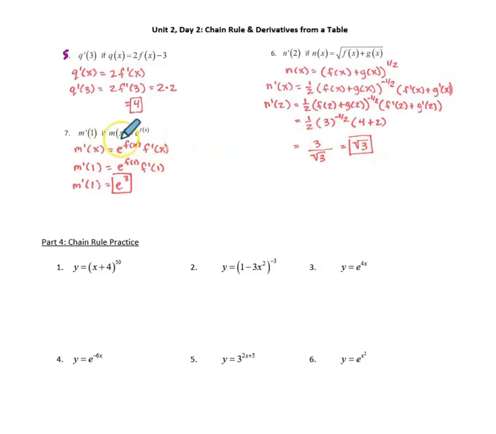And then my final one, I have another chain rule. The derivative of m is going to be e to itself, and then multiply by the derivative of your inside function, which is f. Evaluating from a table, I get e raised to the f of 1 times f prime of 1, which gives me e to the 3rd power.